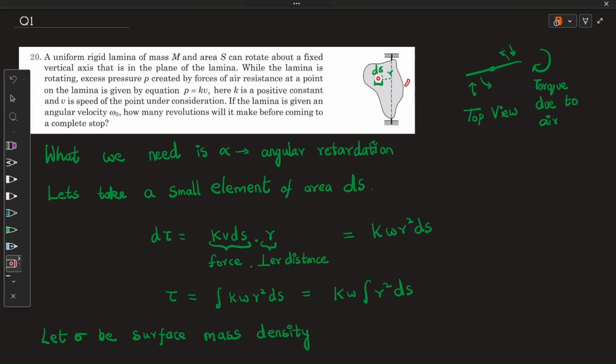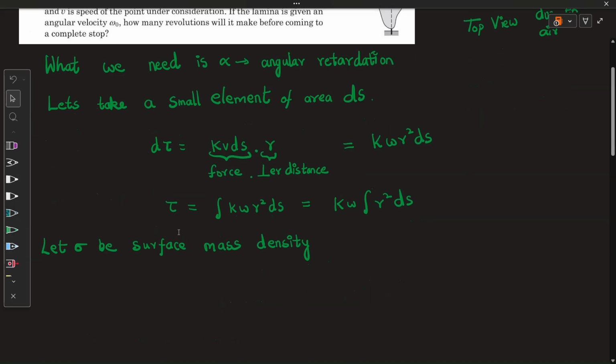Okay. So let's take the small element ds, which is at a distance r from the axis. The torque produced by this is d tau, which is force into perpendicular distance. What is the force? Pressure into area. So k v into area ds, into r. As it is rotational motion, I will write v as omega r, where omega is the instantaneous angular velocity. So d tau is k omega r square ds. If we integrate on both sides, tau is k omega integral r square ds.